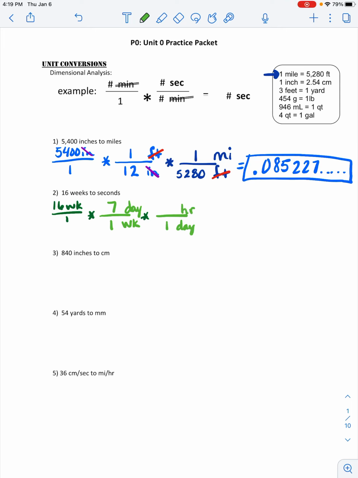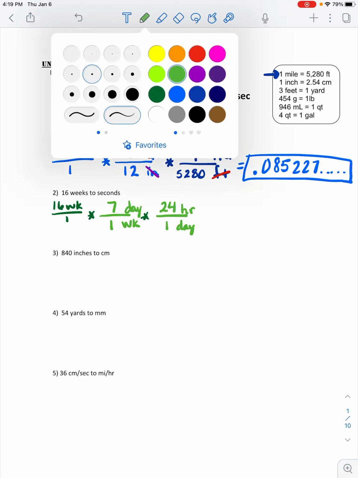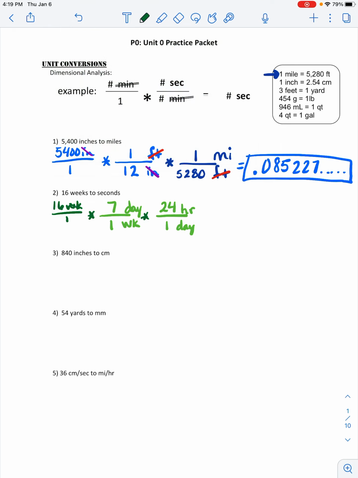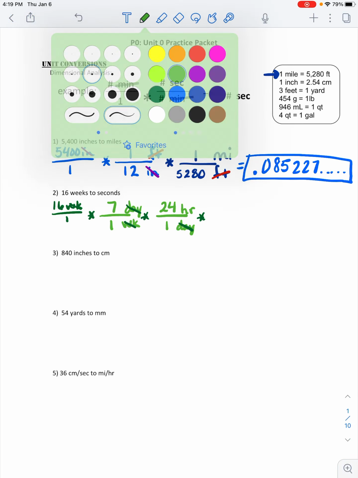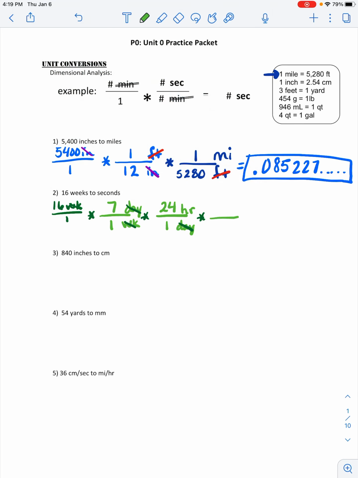A day is bigger. It takes 24 hours to make a day. So now we have canceled out weeks. We have canceled out days. We're going to write another fraction here so that we can go from hours to minutes.